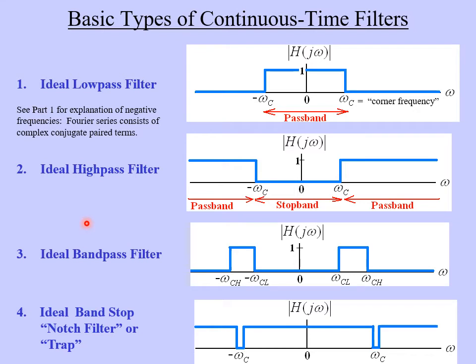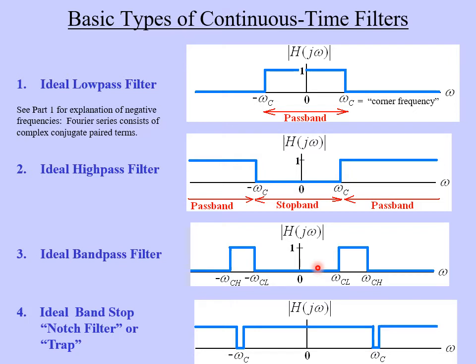A third type of filter that's very important and very practical is the ideal band pass filter. If you look at the frequency response here, you can see the band pass filter basically only passes frequencies in this range between the low corner frequency and the high corner frequency. That's what omega CL and omega CH stand for, corner low and corner high. So if the frequency is in between these two corner frequencies, then the filter will pass it on perfectly. But if the frequency is outside of this pass band, for example over here or over here, the filter will completely reject or block those frequencies.